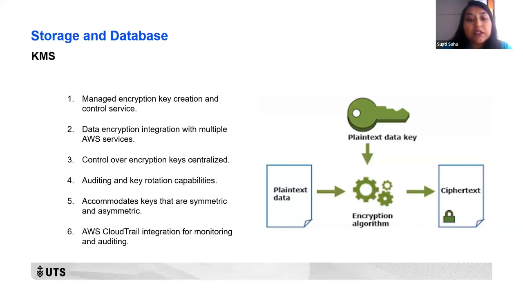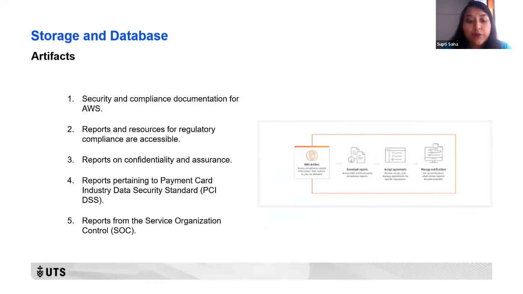Then the second one is KMS, which is known as Key Management Service, which offers secure and efficient key management, enabling encryption, access control, and data protection across various AWS services. The last one is AWS Artifact, which is important as it provides critical compliance, security, and auditing resources to help AWS customers meet regulatory requirements and ensure the security of their cloud environments.